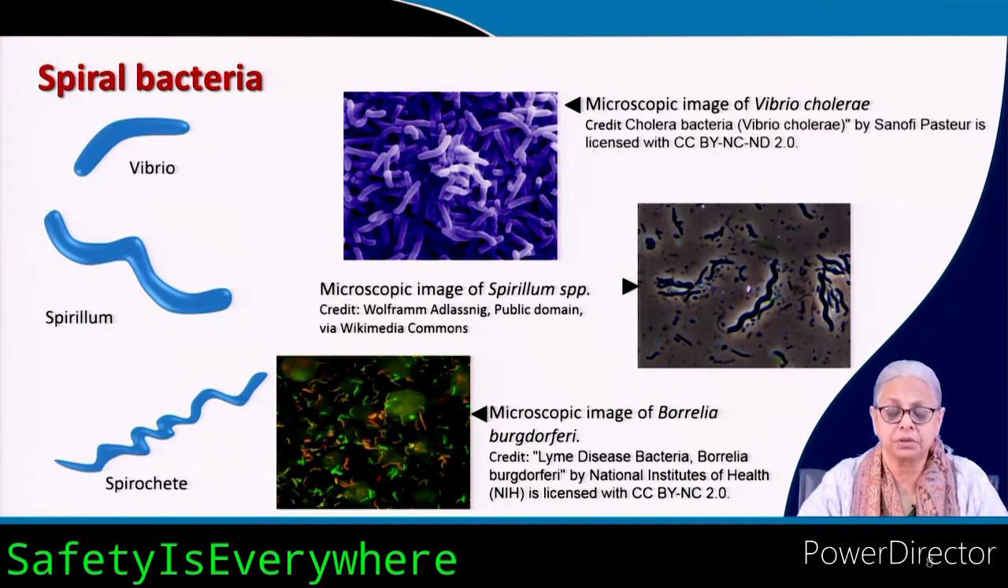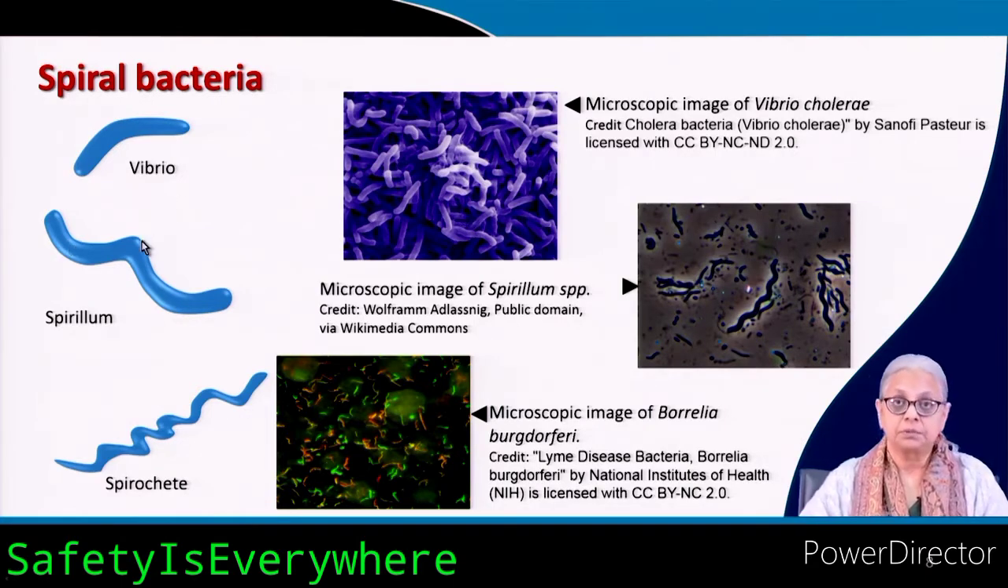Then we have some more interesting forms. The next one is Vibrio, which is very famous for being Vibrio cholerae. It causes cholera. It's a comma-shaped organism, we used to call it a comma-shaped organism. So this is an example of Vibrio. Here we have Vibrio cholerae in SEM. I think it's an SEM.